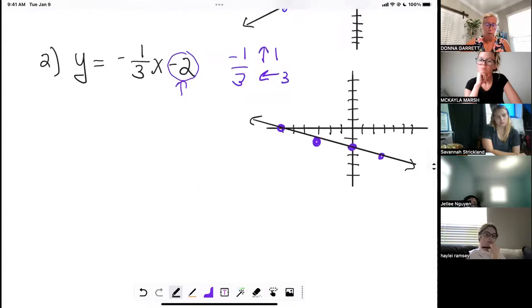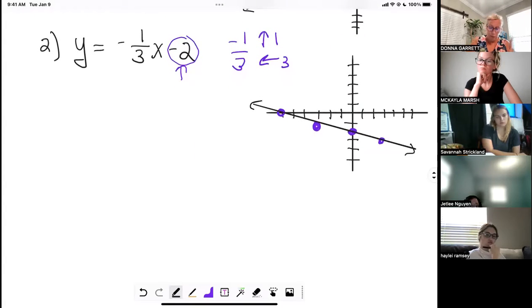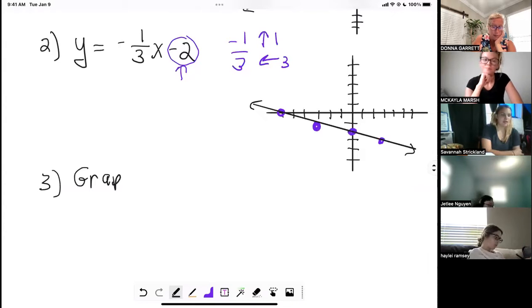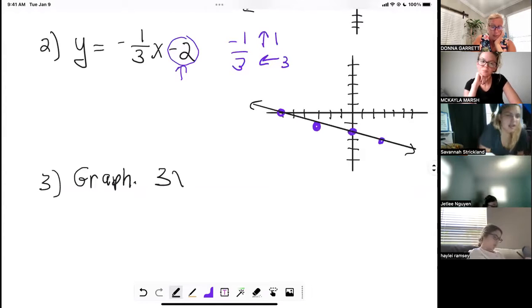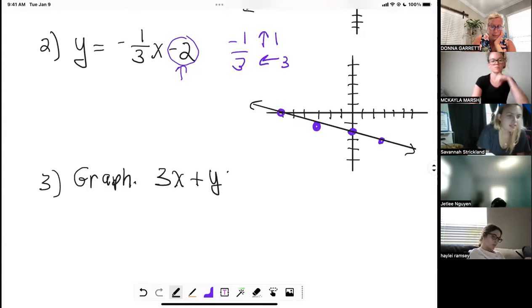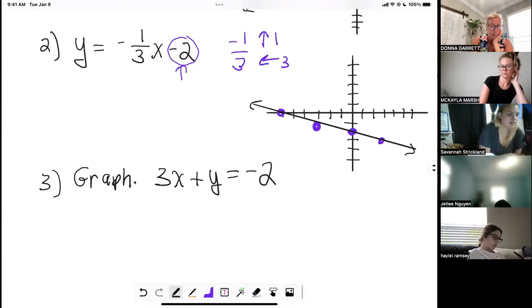I'm going to do one more. Well, one more, right? A little different. So let's say I don't give you y equals mx plus b. I give you this: 3x plus y is equal to -2.